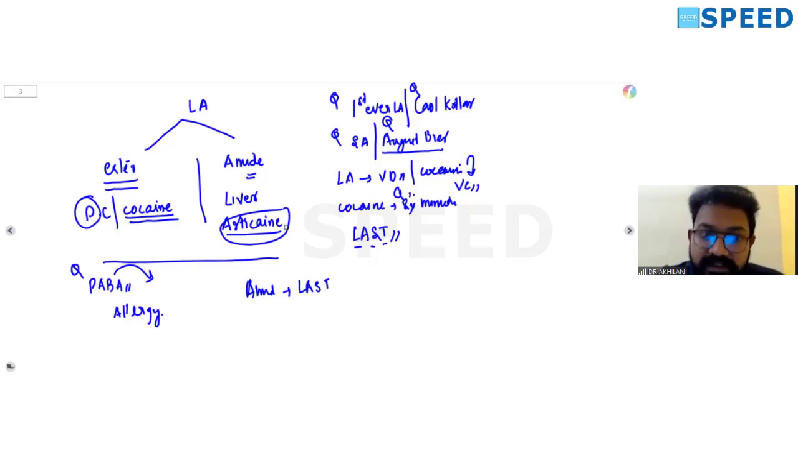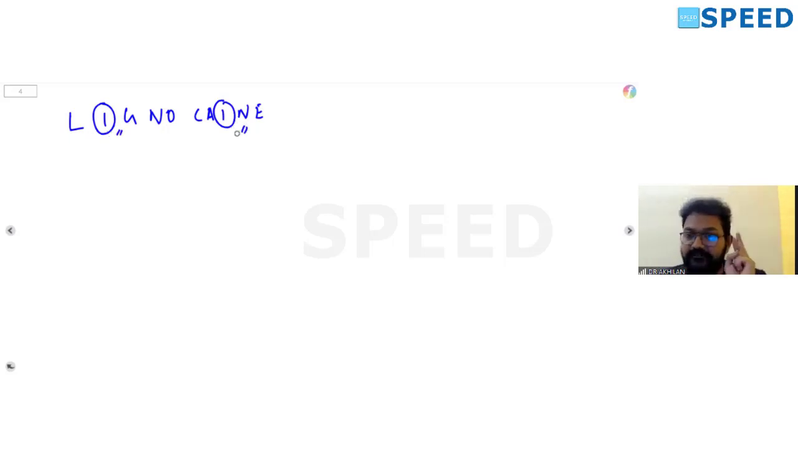What is the technique that we use? We use a very, very simple technique. You just look at the spelling, and note how many I's are there in the particular spelling. For example, I'm writing lignocaine here, right? I'm writing lignocaine and I'll see how many I's are there. In this particular lignocaine, I can see 2 I's. So if the spelling of your local anesthetic agent consists of 2 I's, it is basically an amide local anesthetic agent. Or if the spelling contains only 1 I, it is an ester local anesthetic agent.